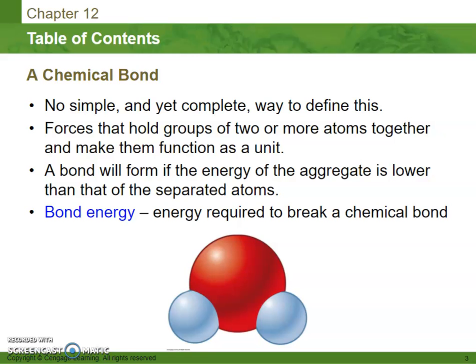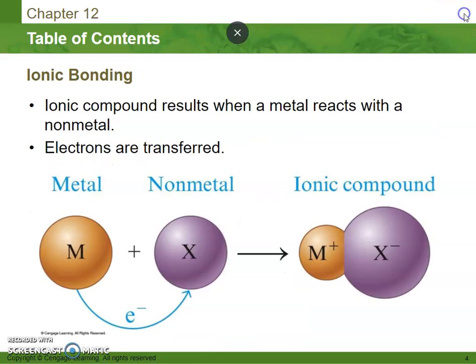A bond will form if the energy of the aggregate of the bonded thing is lower than that of the separated form. So if there's a lower energy amount whenever it's acting together as a unit versus whenever it is separated. And bond energy is the amount of energy that is needed to be put into the molecule or the compound to break it into its elements. So how much energy do I need to use to break it down into smaller pieces? That is the bond energy.